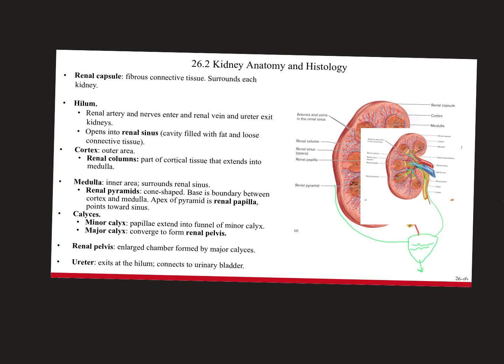Okay, so participation question. Let's see how much attention you guys were just paying. Give me the list of structures that a drop of urine will pass through, starting with the collecting duct. Write it down, and then when you think you have it, raise your hand on WebEx.